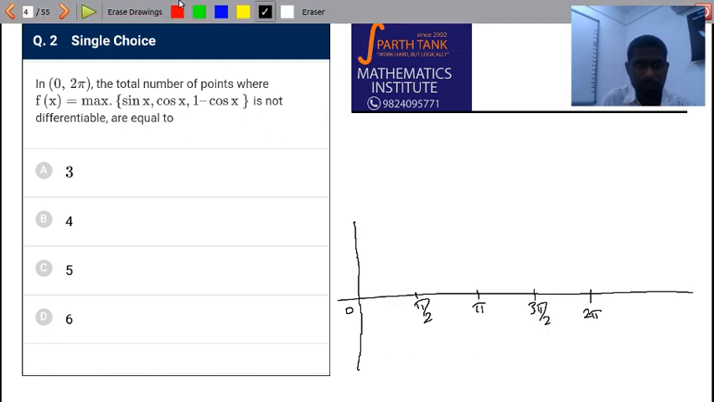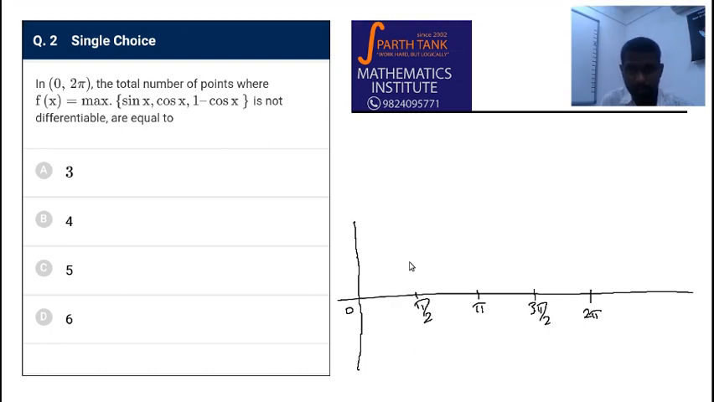First, let us do sin x. Now sin x we know, at x equal to 0, sin x is 0. At x equal to pi by 2, sin x is 1. At x equal to pi, sin x is 0. At x equal to 3 pi by 2, it is minus 1. And at x equal to 2 pi, it becomes 0. Therefore, I have this sine curve. So this is sin x in red.